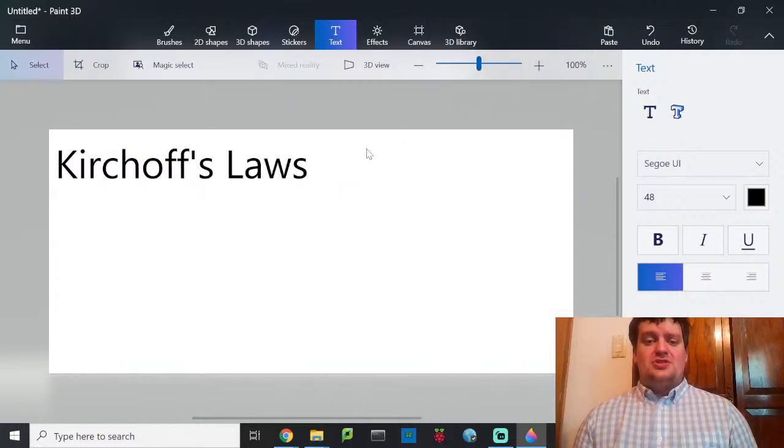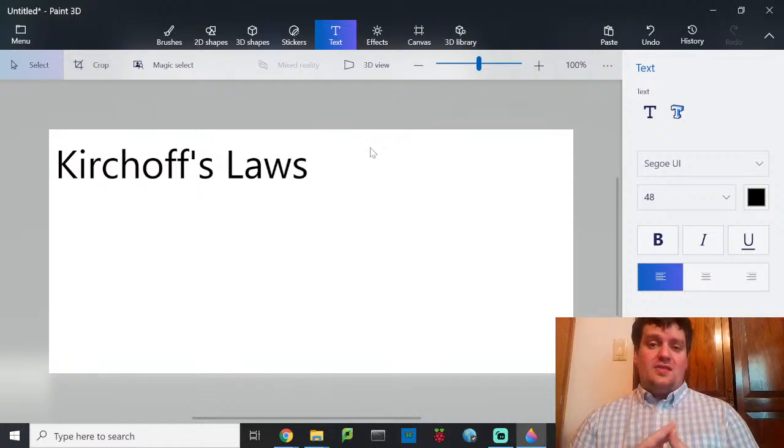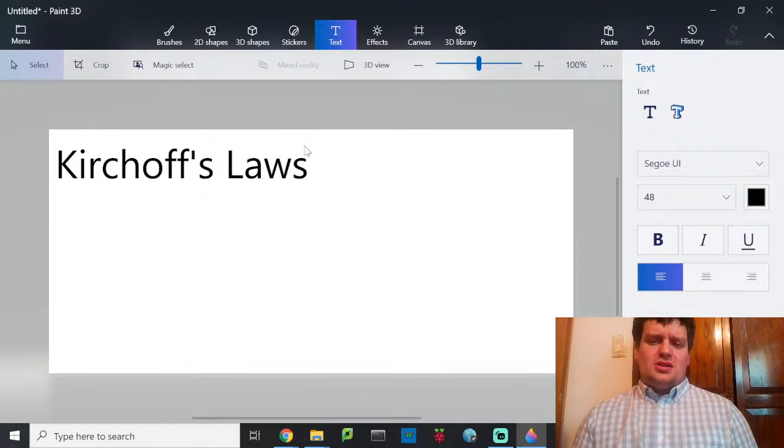Kirchhoff's laws are derivatives of natural physics laws. They're actually a derivative of the law of conservation of mass and the law of conservation of energy, both of which are absolutely essential for you to understand this course. We're going to talk a little bit more about this when we do our lecture on Kirchhoff's laws, but for now, just suffice that I'm about to hand you some equations. I'm going to try to explain them to you, and then we'll talk about them later.